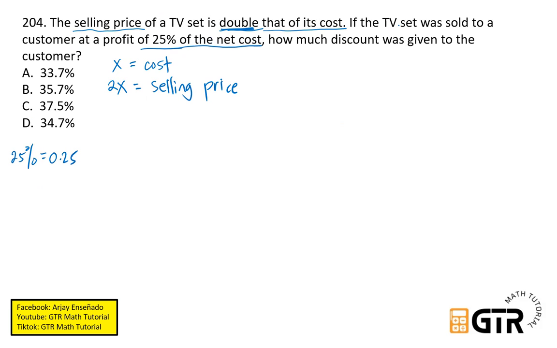And then sabi dito, TV set was sold to a customer at a profit of 25% of the net cost. Ang net cost natin ay X. So, imumultiply natin yung 25% which is 0.25 dito sa X. So, we have 0.25 times X. That will be the customer profit. So, profit na lang ang isulat natin.